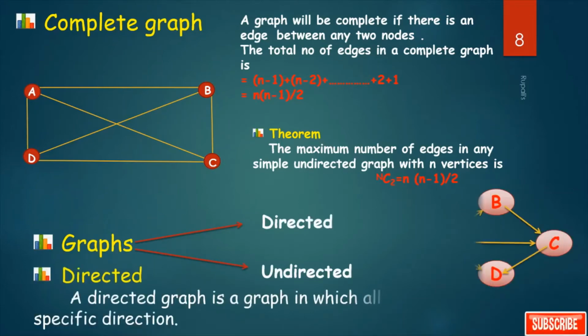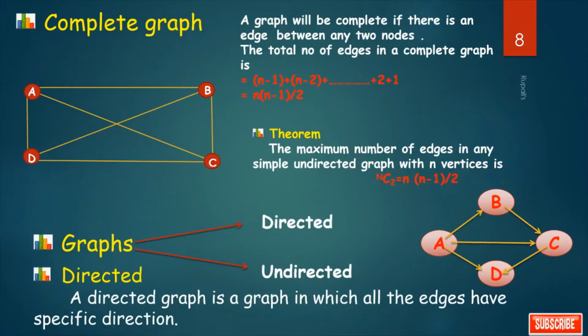So what is a directed graph? A directed graph or digraph is a graph in which all the edges have a specific direction. See, this is an example of a directed graph. We can go from A to B but not from B to A. And this is an example of an undirected graph. We can go from A to B, also from B to A.